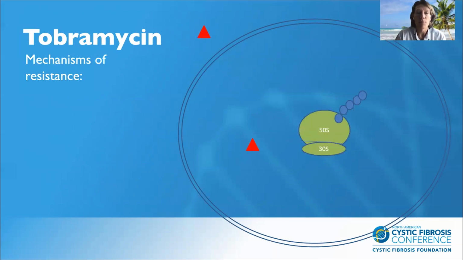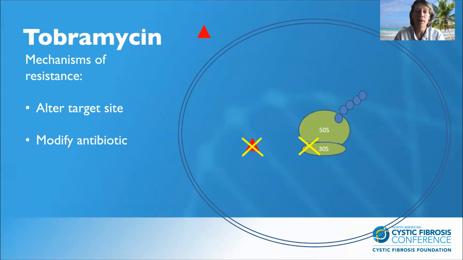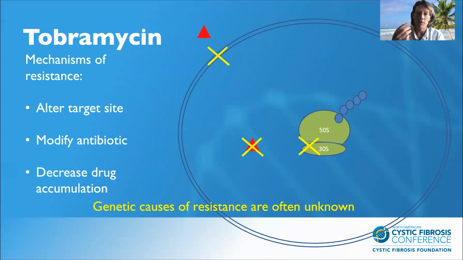So microbes can evolve or have inherent resistance mechanisms to tobramycin by mutations that affect the target site where tobramycin binds the ribosome, by enzymes that modify the antibiotic, and also by proteins or enzymes on exterior surfaces that decrease drug accumulation at the exterior. Unfortunately, the genetic causes of resistance often remain unknown.